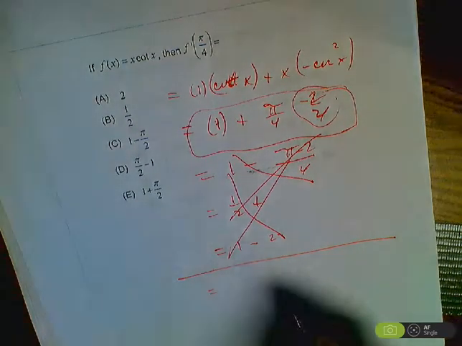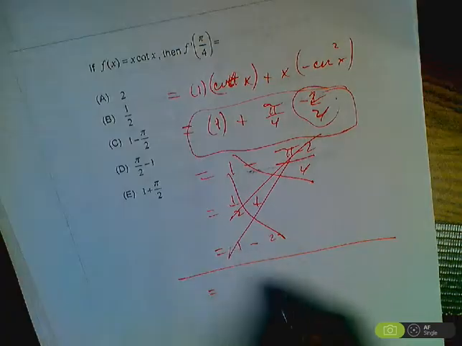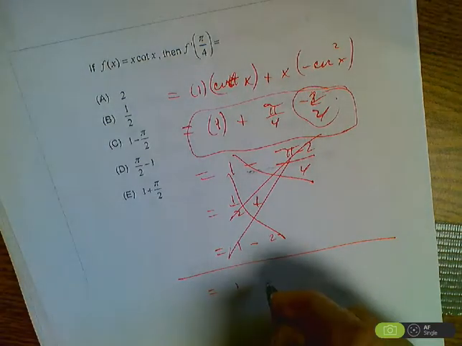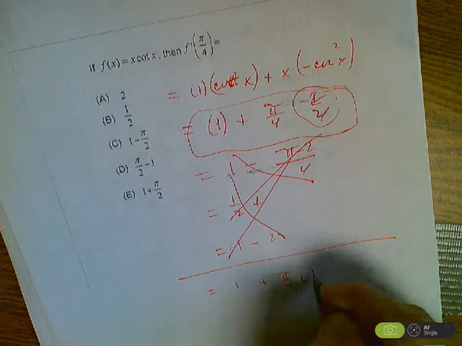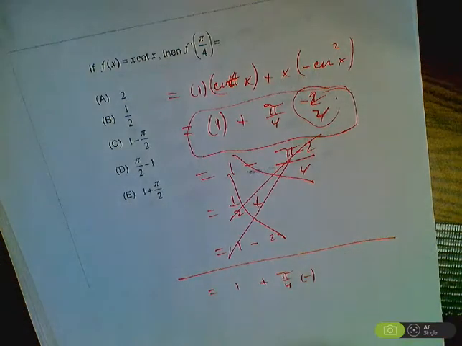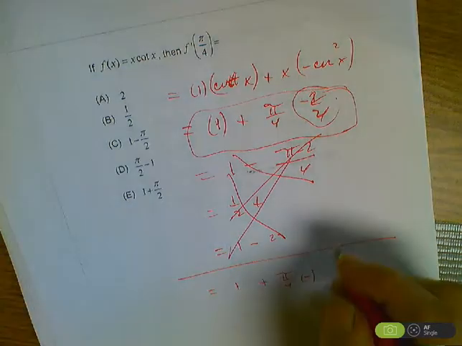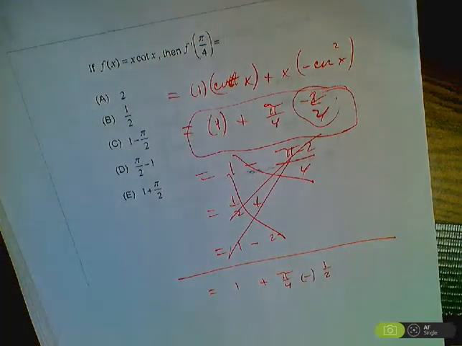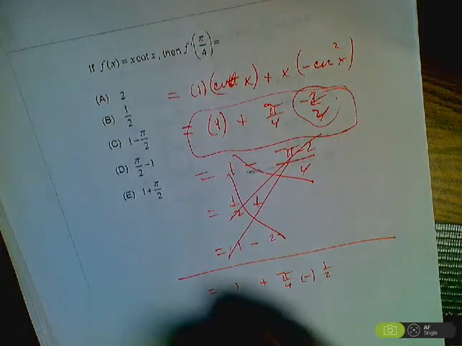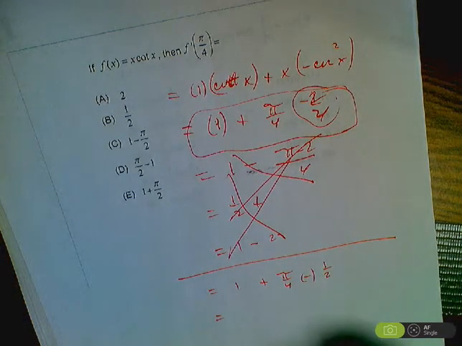Okay, ready. Cotangent of x, value is 1. Then plus pi over 4 minus the sine, and then the cosecant squared is going to be 1/2. Okay, so now I come up with what? Does this seem reasonable? Do you guys agree with me? Who doesn't agree with me? Ferris, what do you want to put?